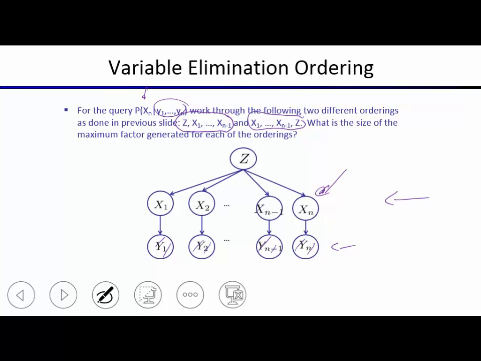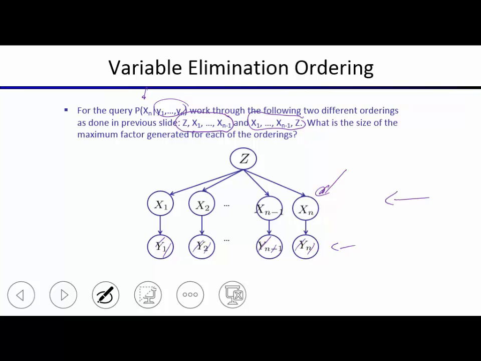All right, any thoughts about the first ordering? How expensive it'll be to do that variable elimination? So the question is, what's the biggest factor you generate in that variable elimination with that ordering? How many variables does it have? Okay, let's go through the process. All right, what would happen if we eliminate z?